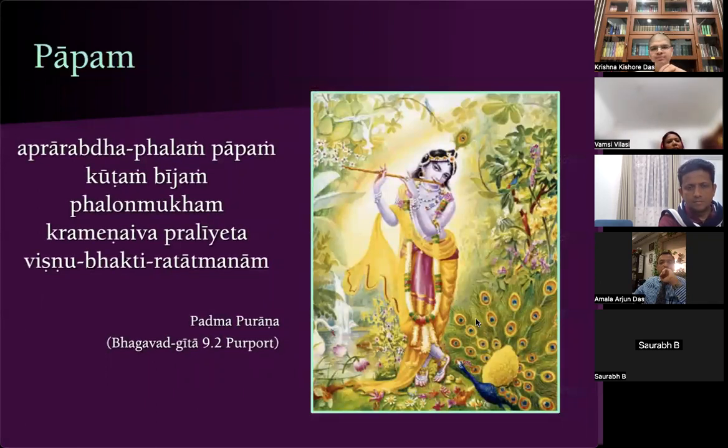Padma Purana says, aprarabdha phalam papam, kutam bijam phalonmukham, karmanaiva praliyate Vishnu bhakti ratatmanam. Praliyate means, pralay means to destroy. Vishnu bhakti, devotional service, one who is engaged in devotional service, destroys aprarabdha, prarabdha, phala, papa, kuta, bija, everything. This is the power of devotional service.